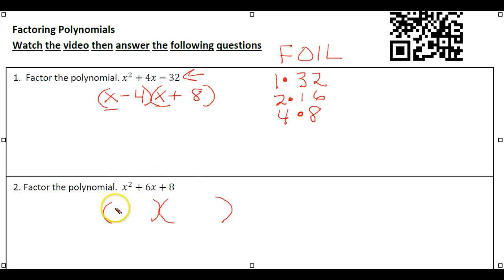So again, our first term here was probably an x times x to give us an x squared. Now what are the factors of 8 that add up to 6? Well, this one was easier. 2 and 4. And since this sign is positive and this sign is positive, these are both positive, and you FOIL this, and this checks.